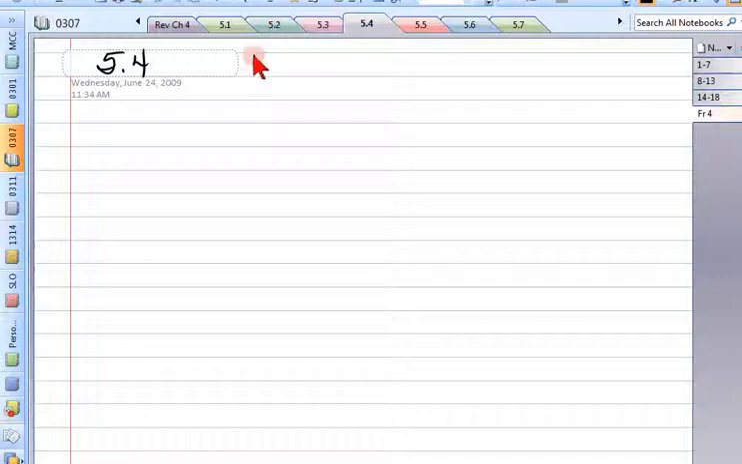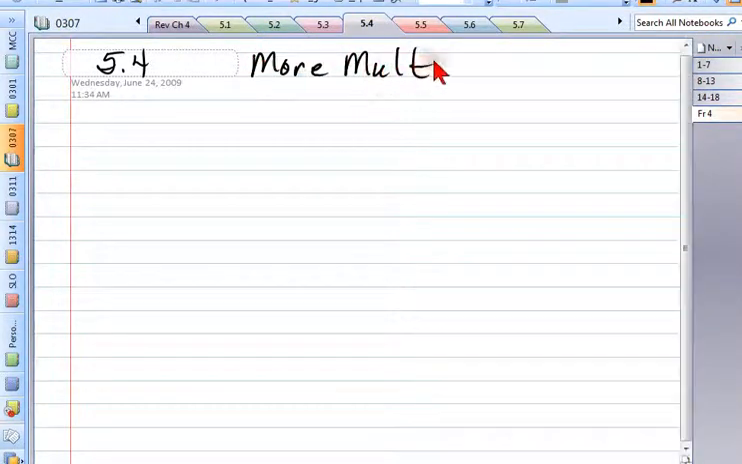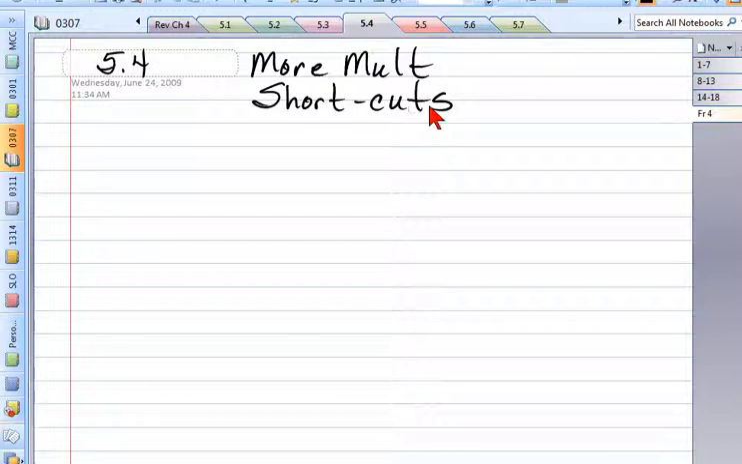For is more multiplication, but it is shortcuts. And these shortcuts are rather important. So I hope that you will not just say, oh, I don't care about shortcuts, I'll do it the long way. Because these are going to be helpful to you in Chapter 6.